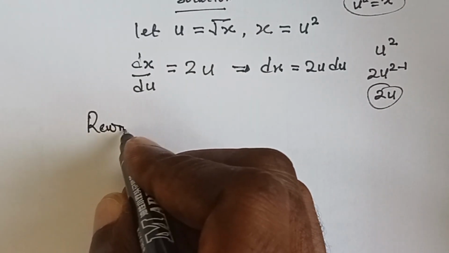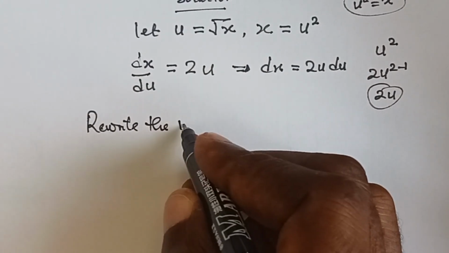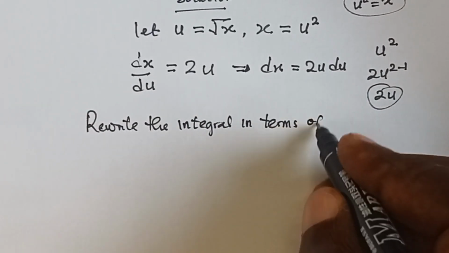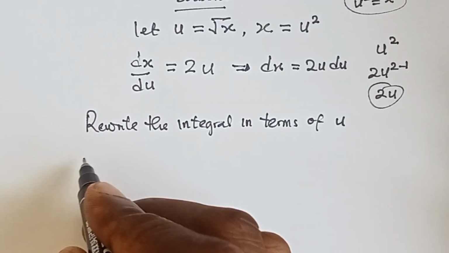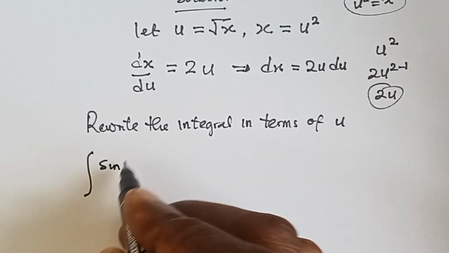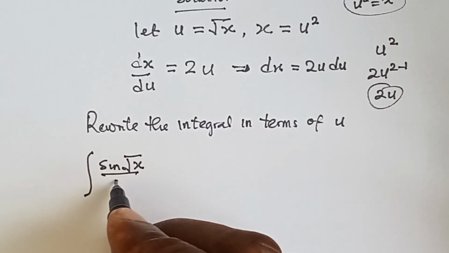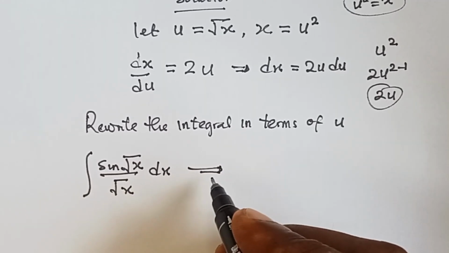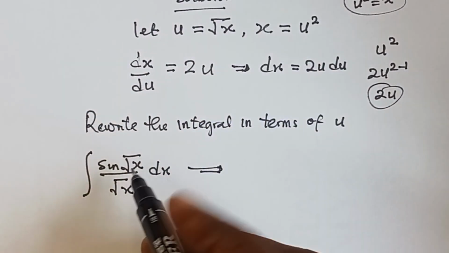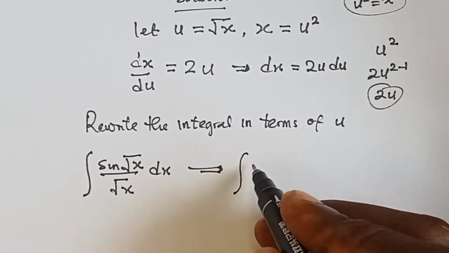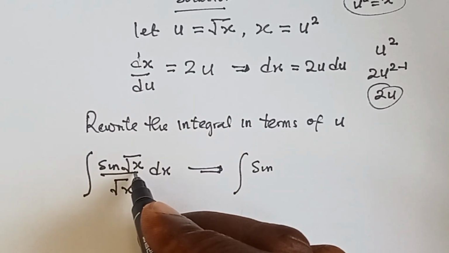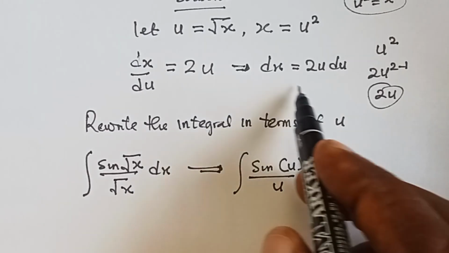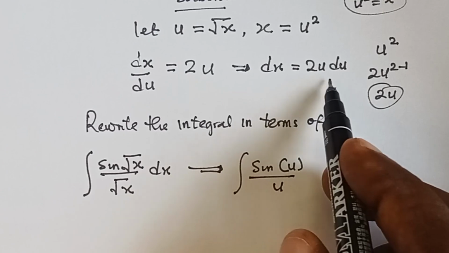Let me write that. We write the integral in terms of u. Okay, you remember that what we have is the integral of sine root x over root x dx. That is what we have. Okay, by the time we now substitute for all these, then it becomes the integral of sine, what is our root x? Our root x is u now over u. And then what is our dx? Our dx is now 2u du.